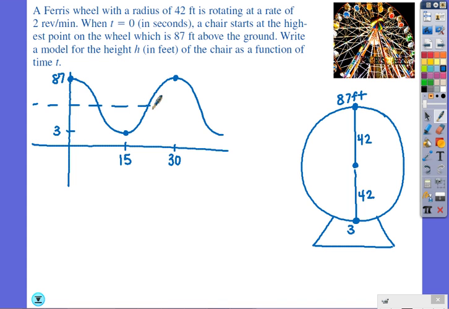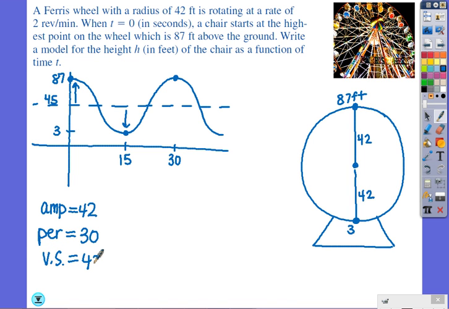87 plus 3 divided by 2, 45. And then up and down from there is 42, right? Because it's up 42, down 42. So we've got an amplitude. Our period is 30 seconds. Our vertical shift is at 45 feet, which I think represents where the center of the Ferris wheel is. And we start at the top, so I'm going to call that a cosine graph.